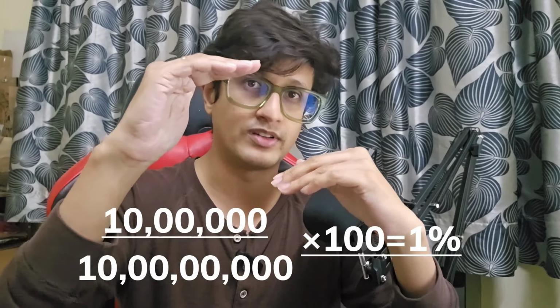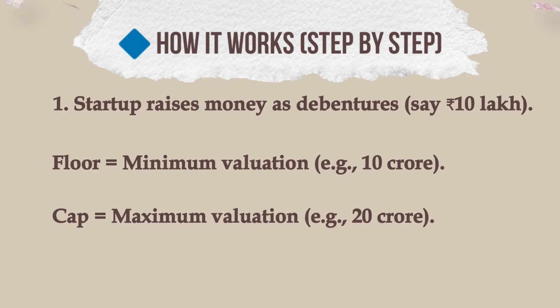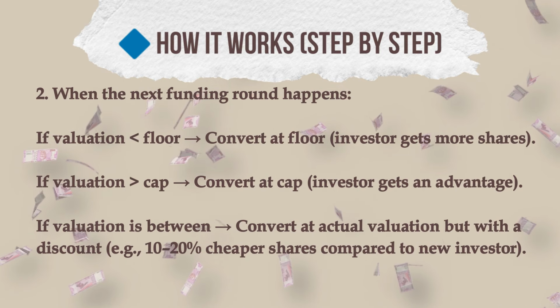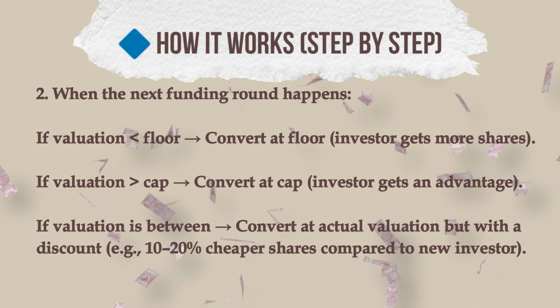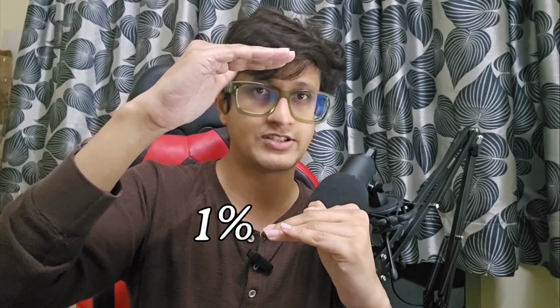If you calculate it on 10 crore, that is 1%. So what you say is, we are going to raise a debenture at a 10 crore floor and a 20 crore cap, which means if this gets converted, the investor will either have 1% equity at a 10 crore valuation or 0.5% equity at a 20 crore valuation. It will be fluctuating between this range, which means the investor will have either 1% ownership or 0.5% ownership.